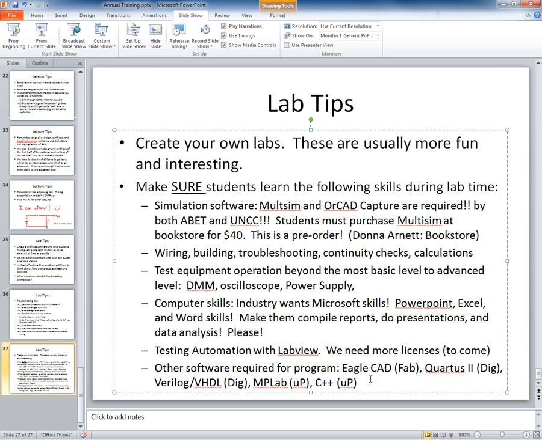And I would also prefer to have MATLAB. You need to get MATLAB software as well. And I think that's most of it.